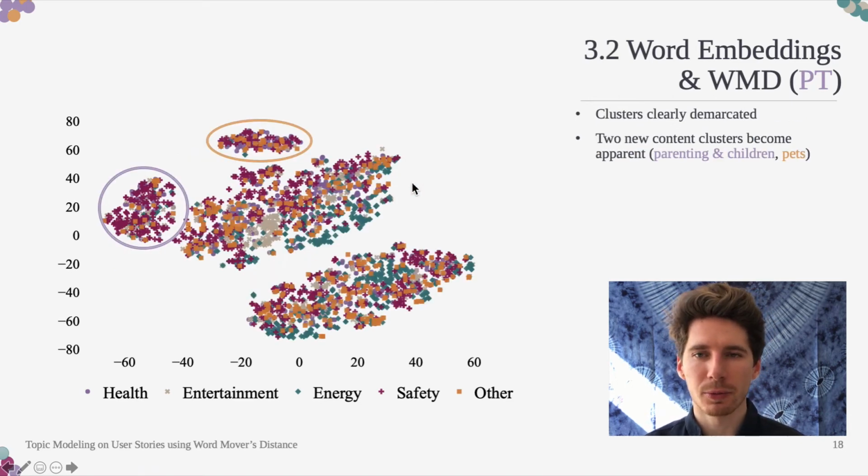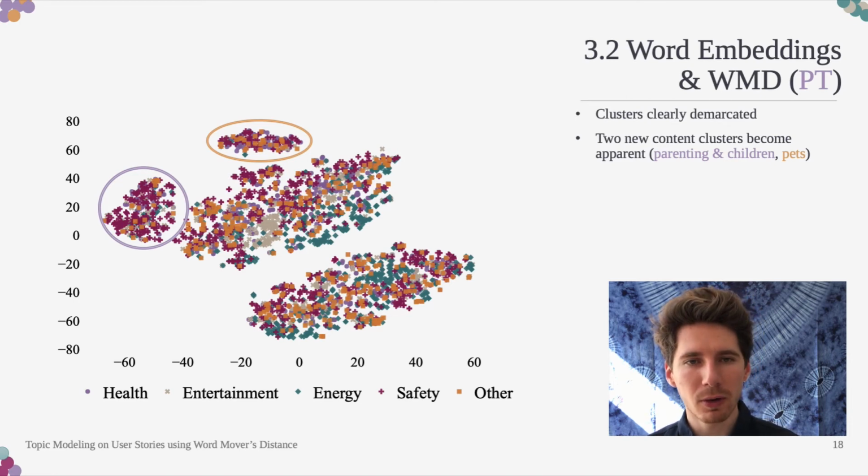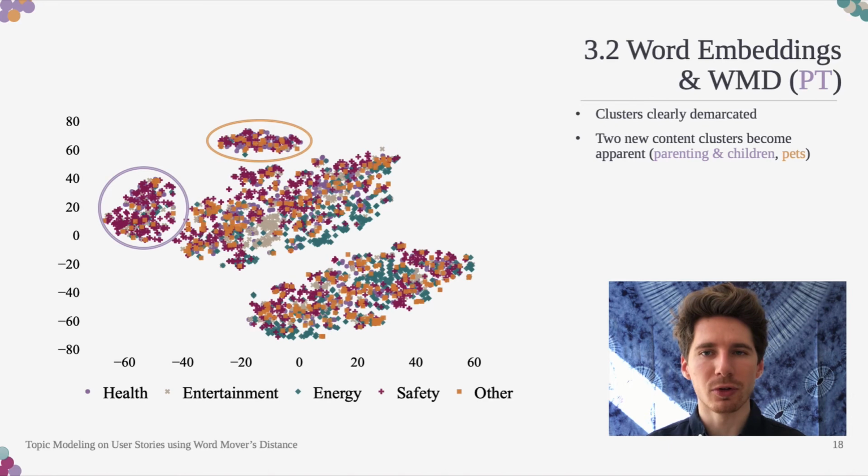Finally, with the pre-trained word vectors, the clusters now are clearly demarcated. Also, even though it looks like this approach is a bit worse than the previous one with the self-trained word vectors, the two new content classes become apparent. So on the left here, this cluster contains requirements which are mostly related to parenting and children, and that top cluster here is mostly concerned about pets.